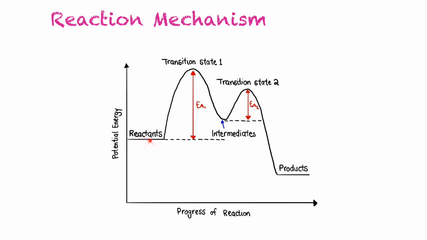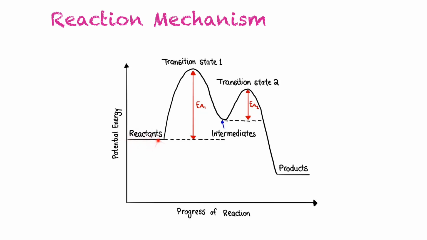So as you go along here, these are your reactants. This is your transition state 1. That's where you would find your activated complex 1. And then there's a dip, and then there's another rise. So this is in transition state 2. This would be activated complex number 2. And then finally we produce our products.